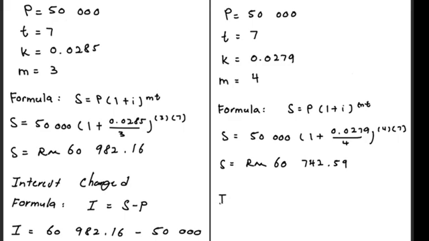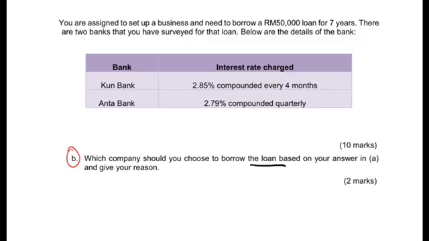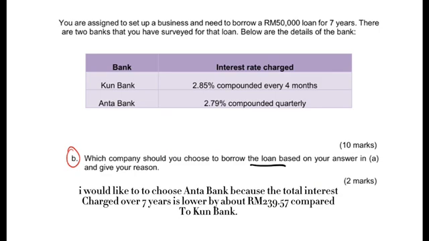Okay, let's not forget to calculate our interest charge. We're going to use the same formula, I equals S minus P. For the I, we have our S, which is 60,742 and 59 cents, minus our P, which is 50,000. So the total we'll be getting is 10,742 and 59 cents. Now let's move to question B. The question is, which company should you choose to borrow the loan based on your answer in A, and give your reasons? I would like to choose Anta Bank because the total interest charge over 7 years is lower by about 239.57 ringgit compared to Kun Bank.